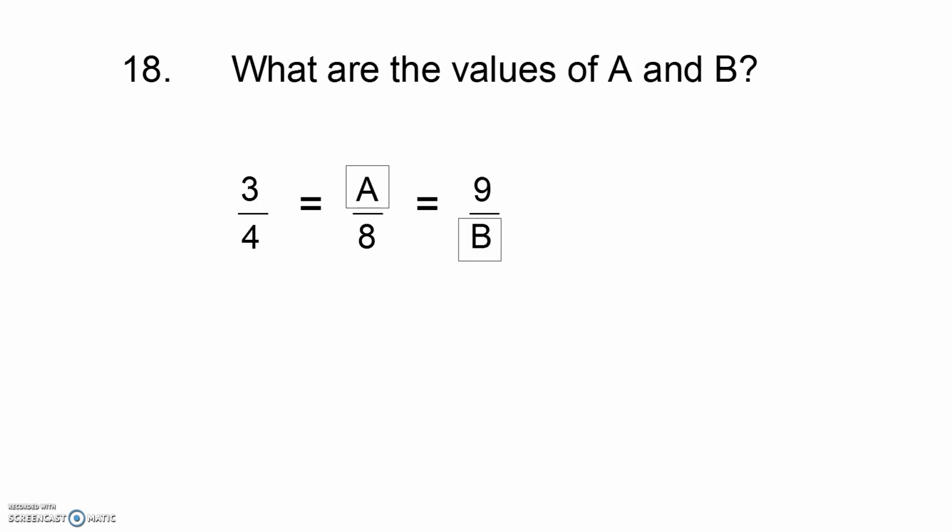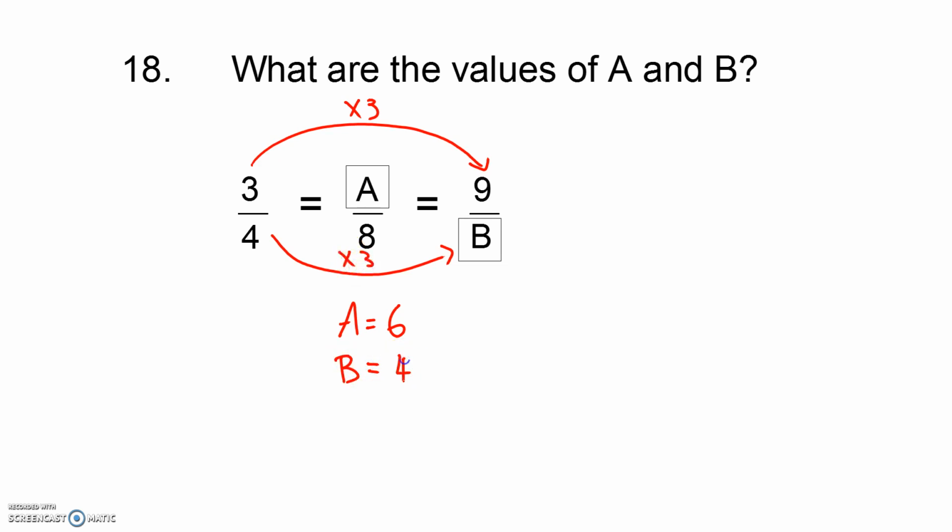Okay. Question 18. What is the number in A and what is the number in B? To get A, multiplied by 2, multiply the numerator by 2, you will get a digit of 6. Now what about B then? Let's reset everything. What happens is, how did 3 become a 9? I multiply by 3. So if I do that, I will have to multiply 3 at the bottom as well. B gives me a 4 times 3, which equals 12.